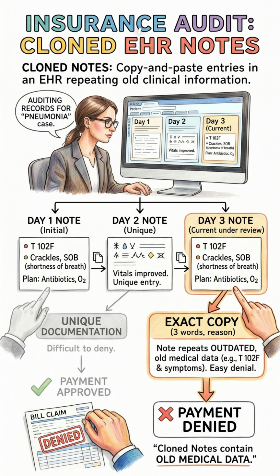100. Why do insurance company auditors specifically look for cloned notes in the electronic health record system? Cloned notes often contain old medical data, making it very easy for auditors to deny payments. Doctors must write fresh clinical updates daily to prove the patient still needs expensive hospital care.